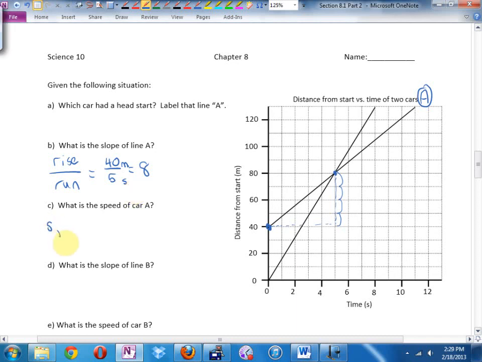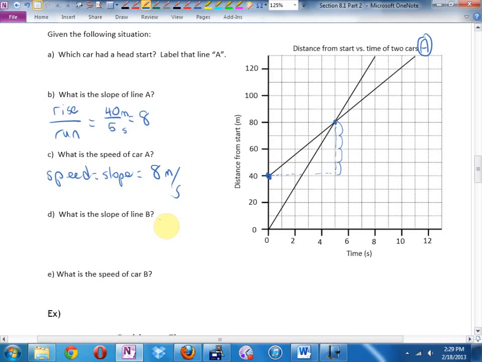The speed is the slope, 8 meters per second. That's been the whole point, Amber, of this lesson. If it's a position time graph, or Curtis, a distance time graph, and they start talking about speed, they're not really talking about speed. You know what they're talking about? A different word that begins with the letter S and rhymes with ope. Slope. So, let's see if we can handle, what's the slope of line B?